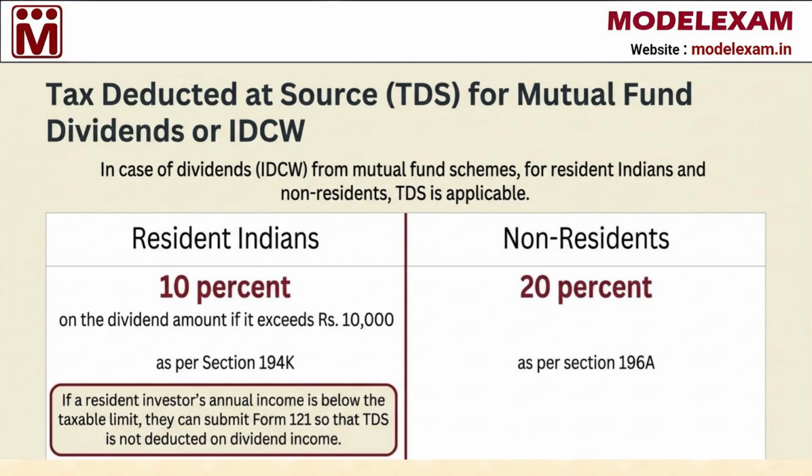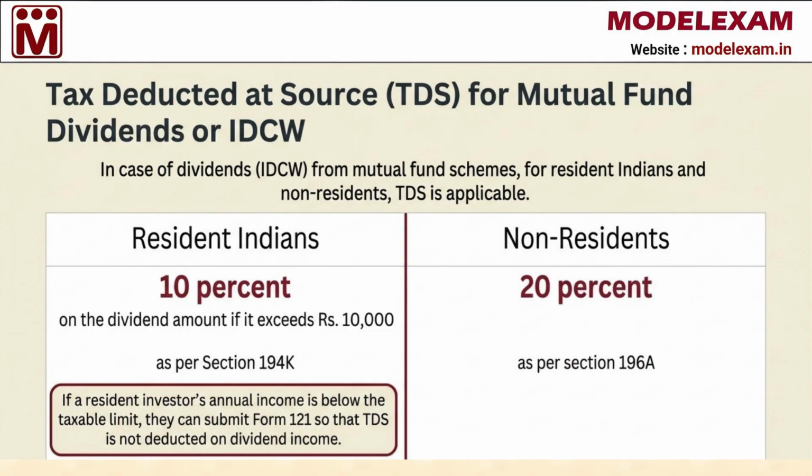For resident Indians, TDS is deducted at 10% on the dividend amount, but only if the total dividend received in a financial year exceeds 10,000 rupees. This rule comes under Section 194K of the Income Tax Act.